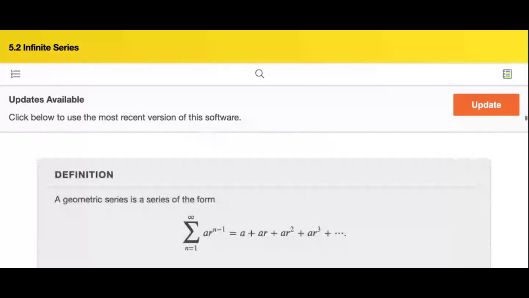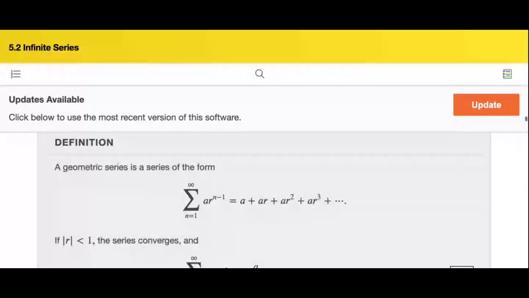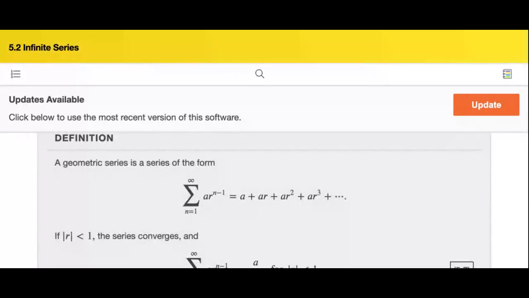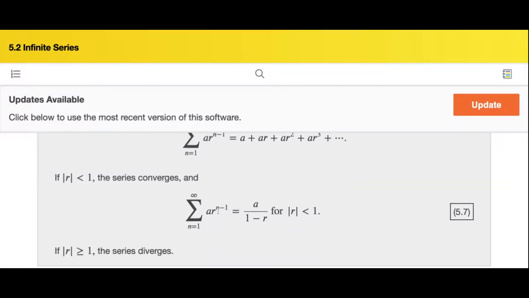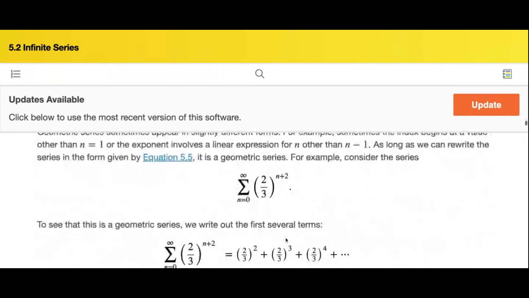Okay, so this is important. All right, about geometric series. If the absolute value of the ratio is less than 1, it has a formula. It has a formula to calculate its limit, to calculate its value. All right.